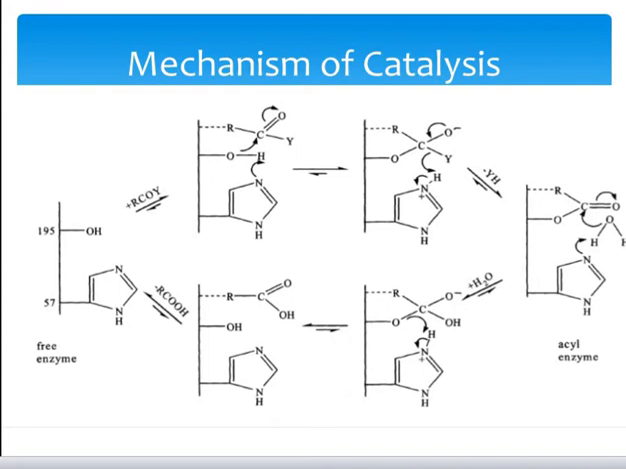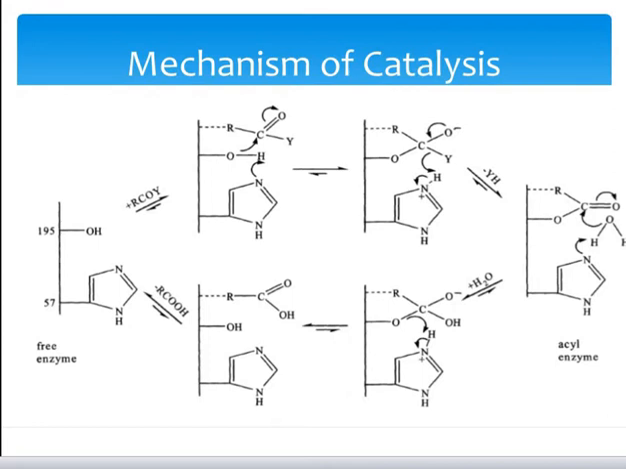The imidazole group of histidine 57 then acts as an acid catalyst to facilitate the liberation of the first product YH, leaving behind the acyl enzyme. The second stage of the reaction, like the first, is initiated by nucleophilic attack, this time by water. The liberation of the product RCOOH is again assisted by acid catalysis. The same mechanism is thought to occur for peptide substrates.